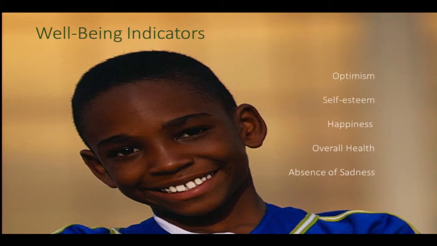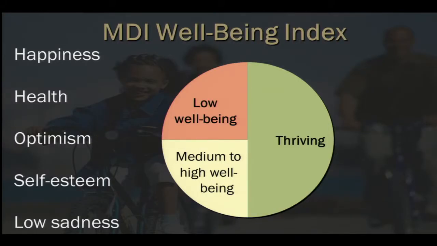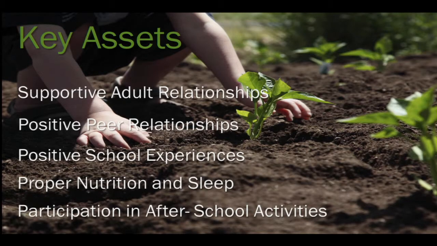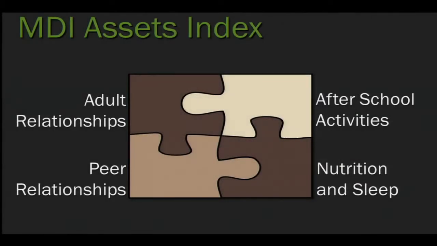And so then we created these 5 assets and well-being indicators. I'm just going to go through. We have an index of well-being from thriving to medium to low well-being. Then we have these 5 key assets of adult relationships, peer relationships, school experiences, proper nutrition and sleep, and after-school activities. And we created an assets index that looks at these.